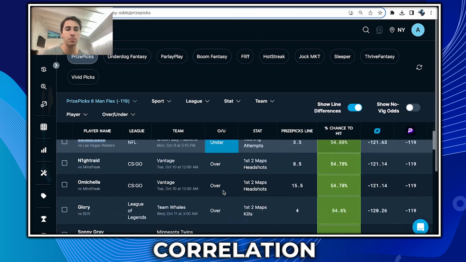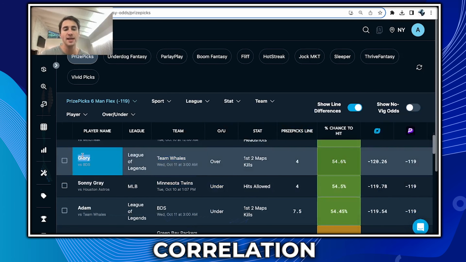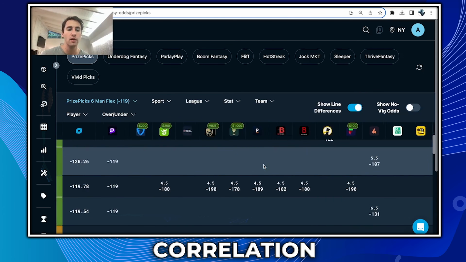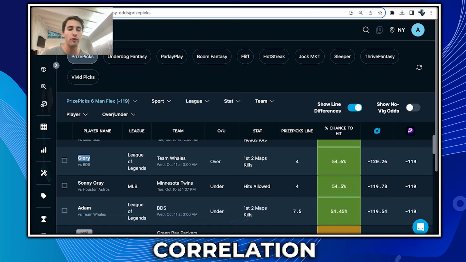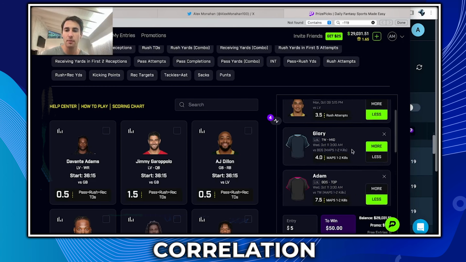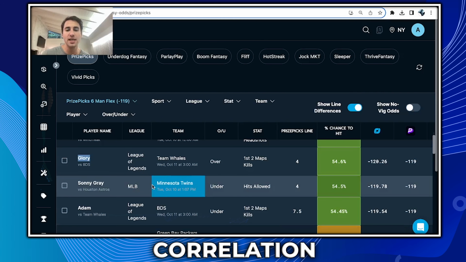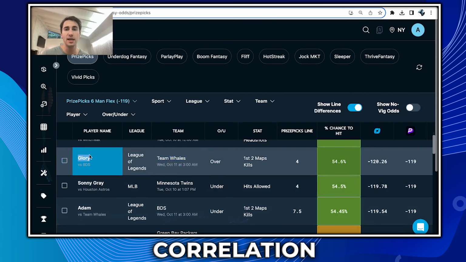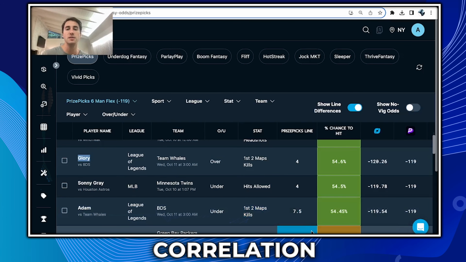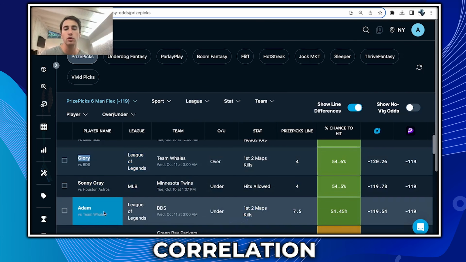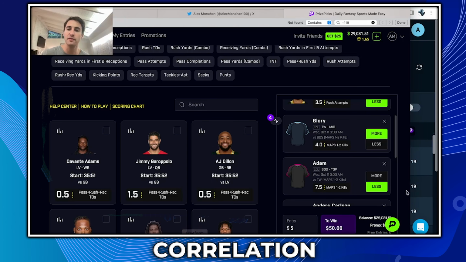Similarly, as I just explained, League of Legends correlation is if you're taking one player to go over. So here I have Glory over 4. You can see that's a pick I have selected on PrizePicks. His opponent is Adam on BDS. And you're going to see ODS Jam is recommending two League of Legends players on opposing teams to go opposite directions. So those plays are also positively correlated. If Glory goes over, then Adam is more likely to go under. So not only do both of these picks have really good value, Glory and Adam, but they're also positively correlated.